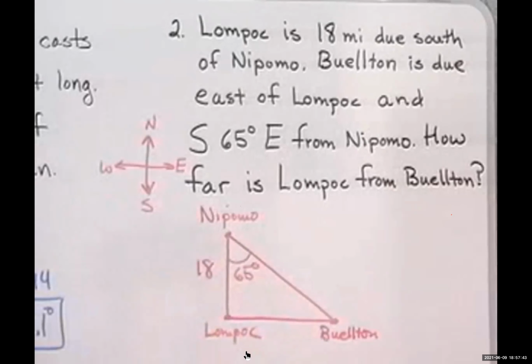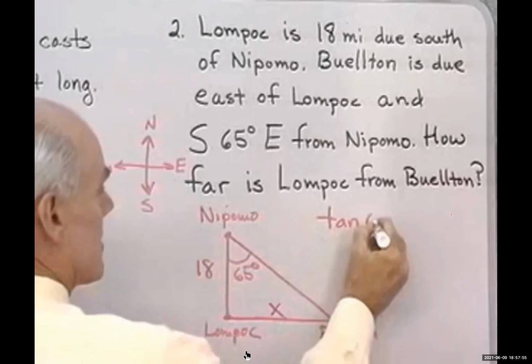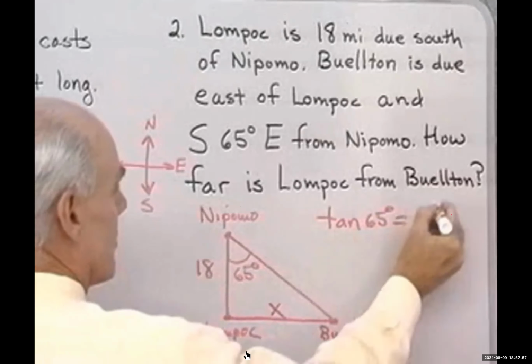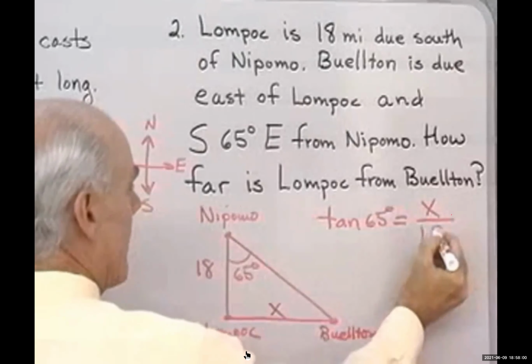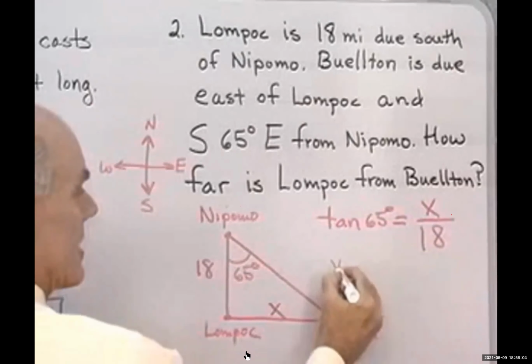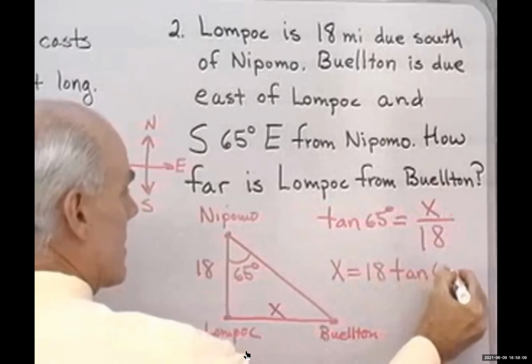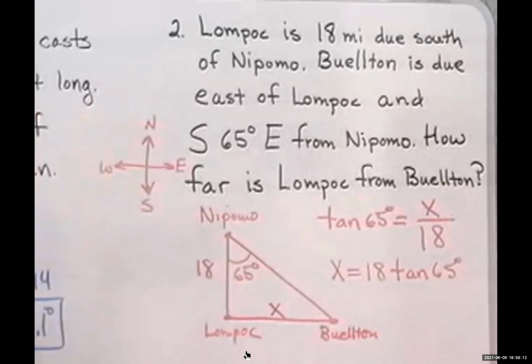Now what I want to find is how far Lompoc is from Buellton, so I'll let that be x. And let's see, I have this angle, the side opposite and the side adjacent. That again is my tangent ratio. Tangent of 65 degrees is equal to x divided by 18. Multiply both sides by 18 and I get x is equal to 18 tangent 65 degrees. I do this on a calculator. 18 times tangent 65 comes out 39 point something.